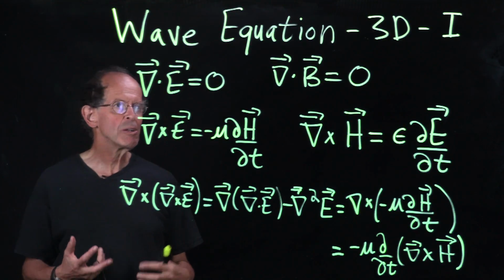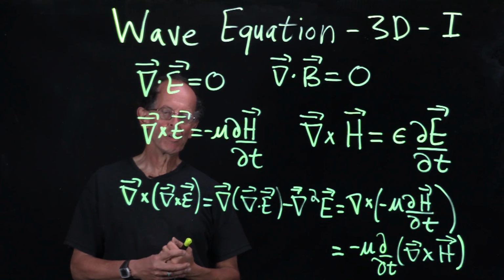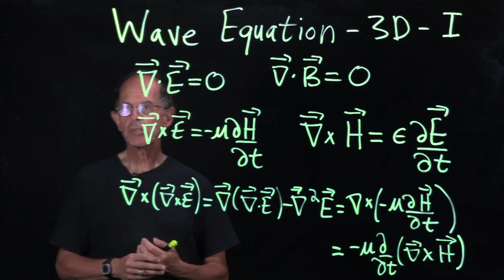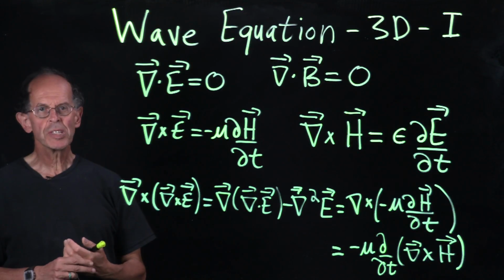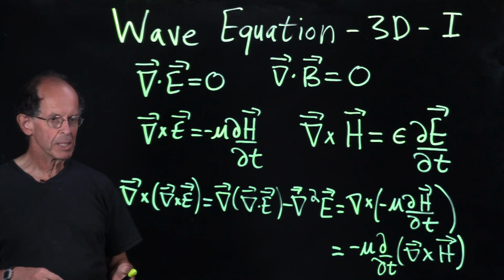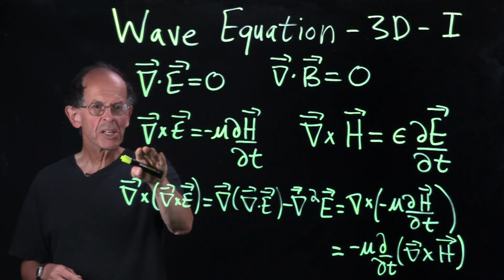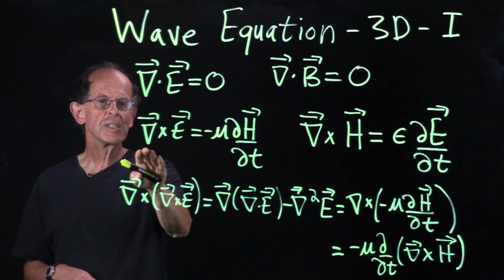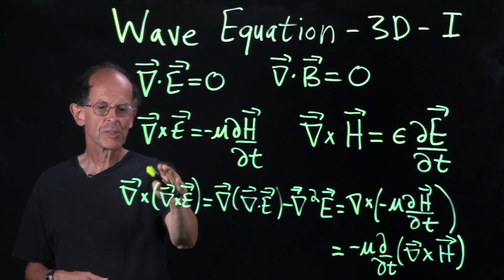So now, how do we get waves out of these 4 equations? This is a bit like magic, but we've seen it in 1D. It's just the extension to 3D. Here we go. We take the curl of Faraday's equation on both sides.